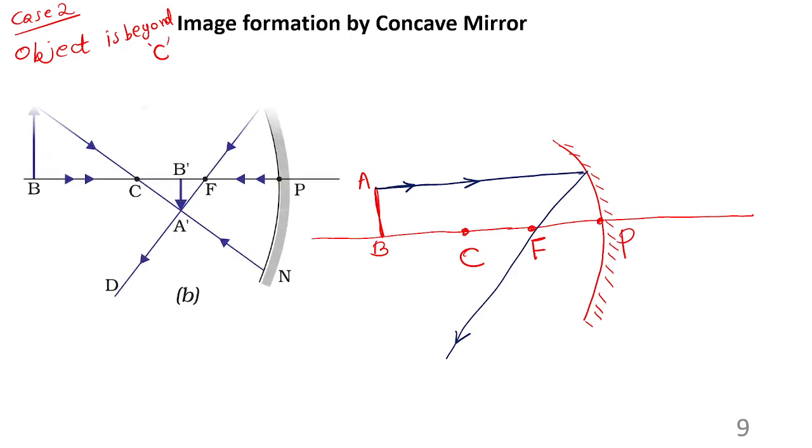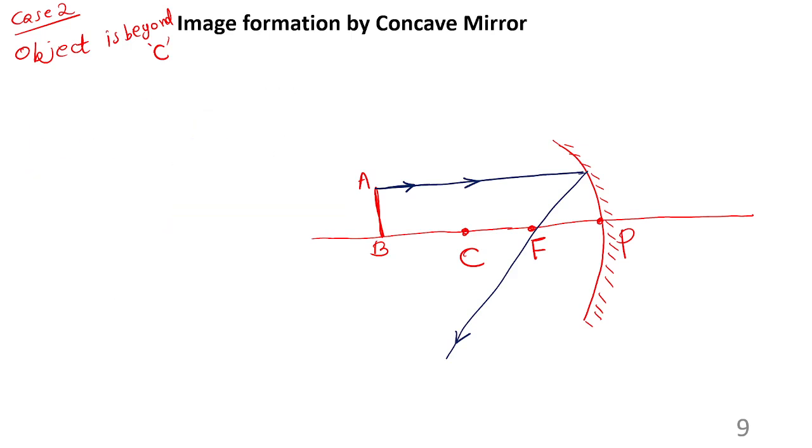And I want one more ray. I told you that there are plenty of rays coming out of A, but I want to select only two. Let the second ray be like this. The ray passing through the center of curvature goes like this, but it will be returned through the same path. It is another rule. We studied that. Any ray passing through the center of curvature, after meeting the mirror, retraces the path, passing through the same path.